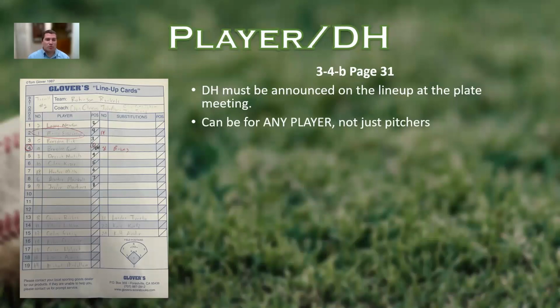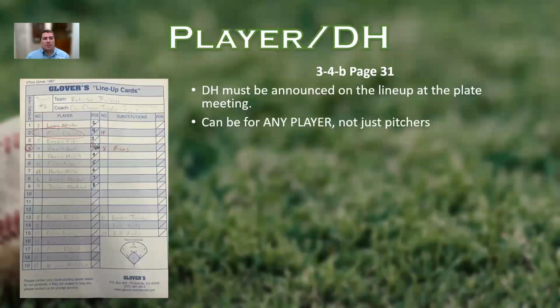We have our player designated hitter in this one, and same 2 things begin. Number 1, the DH must be announced on the lineup at the plate meeting. And the player DH can be for any position, not just pitchers. So you can have a first baseman that is probably only going to play maybe 2 innings or so, and then he's going to be subbed out, but you want him to still be the designated hitter. So then that's a good scenario where you would need to put him as the player DH, okay?